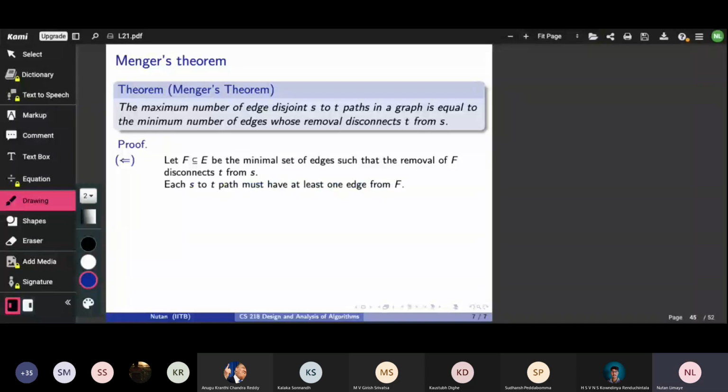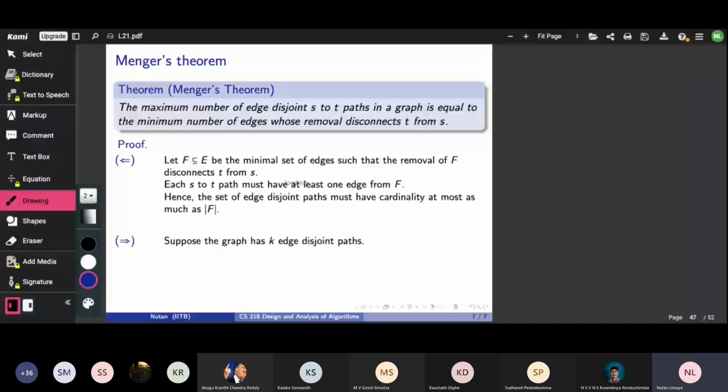From here, I need to build S to T edge disjoint paths. Each S to T path must have at least one edge from this subset F. And therefore, the set of edge disjoint paths must have cardinality at most as much as the cardinality of F. So that direction is quite straightforward.